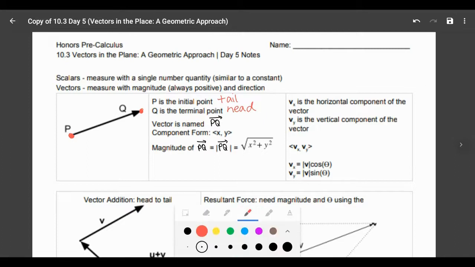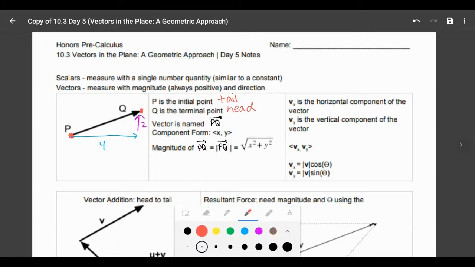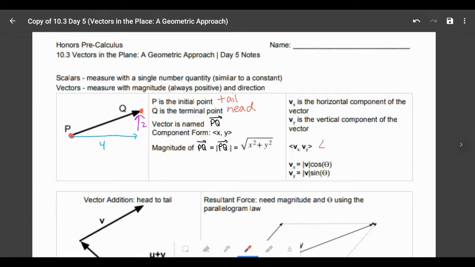Okay, so for our example of vector PQ, that horizontal component might look something like that, and that's going to have, let's say, a length of 4. Whereas if I look at the vertical distance between the tail and head, maybe that is a difference of 2. So when we denote the component form of vector PQ, we might call that ⟨4, 2⟩ with these arrow brackets.